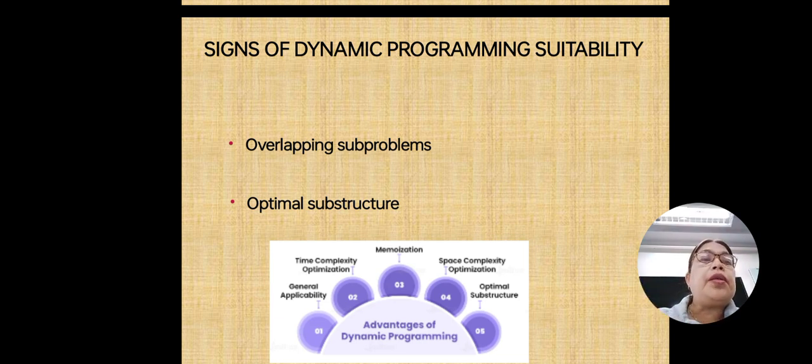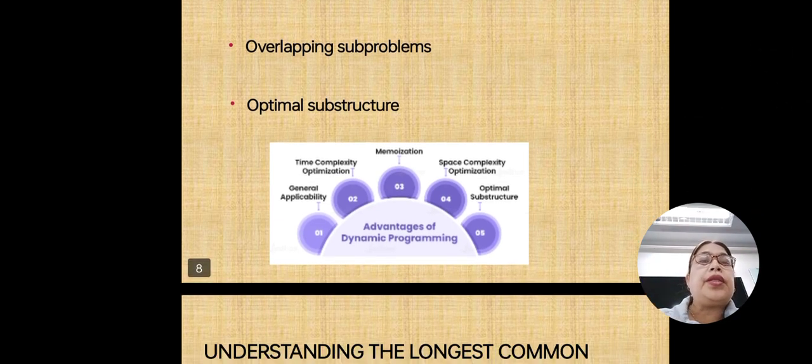So, look at the picture below. That is the advantages of dynamic programming, which is the general applicability, time complexity, optimization. Of course, we should also consider memoization, space complexity optimization, and optimal substructure.